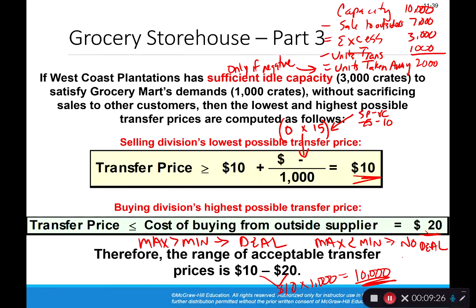First, you figure out what the max and min is. If the max is greater than the min, you can make a deal. If the max is less than the min, you shouldn't make a deal. The difference between the max and the min is how much better or worse off the company will be by doing it if they should or not doing it if they should not.